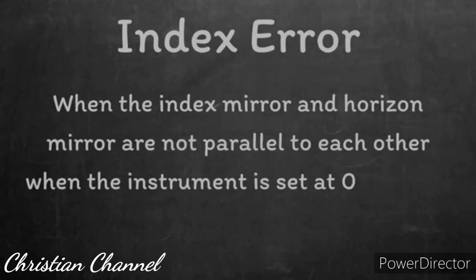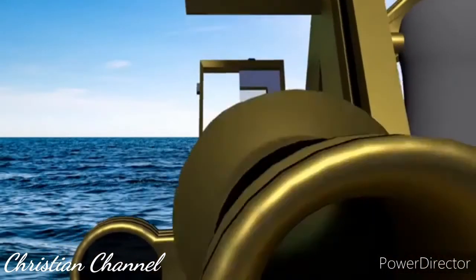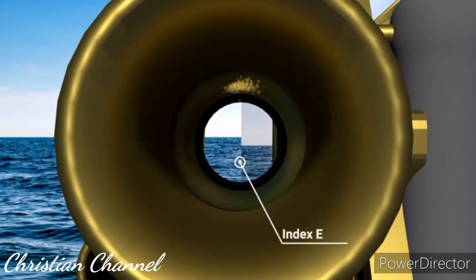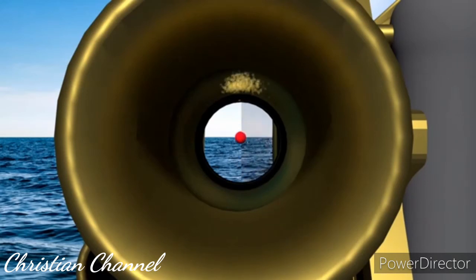is set at 0. If you set the instrument to 0 and look through the telescope at the horizon, you can spot any index error. If there's a step in the horizon, index error is present. This is why index error and side error need to be corrected together. If you have a sextant with both errors present, images in the telescope will be displaced both horizontally and vertically. The horizontal displacement is due to the side error, and the vertical displacement is due to the index error.